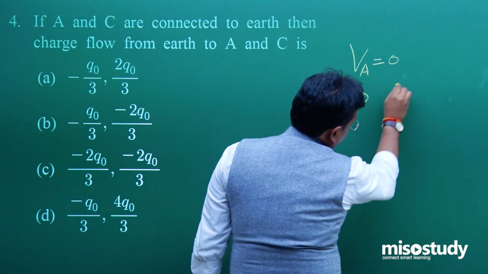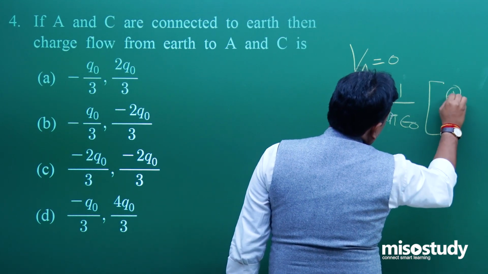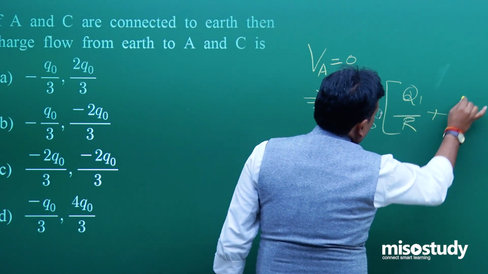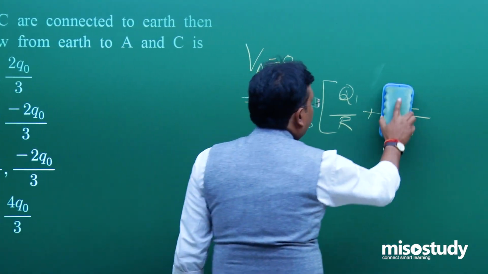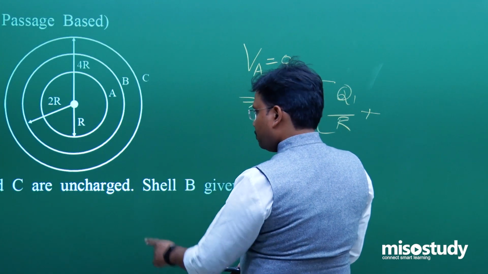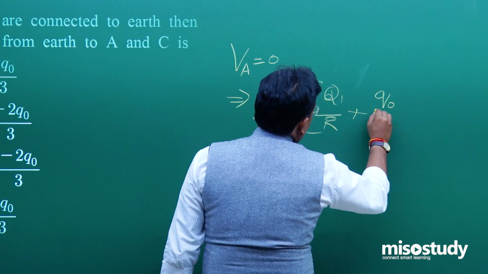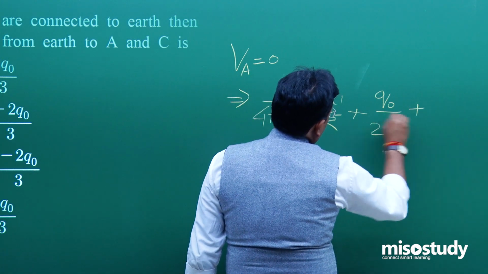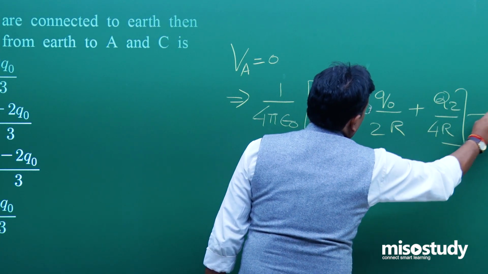It means what I can say? 1 upon 4 pi epsilon naught times Q1 upon R, where Q1 means charge on A, plus, not Q2, it should be Q naught, because on B the charge is Q naught. So, it is Q naught upon 2R, and then Q2 upon 4R. Equation number 1.